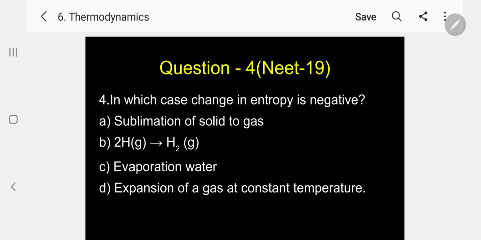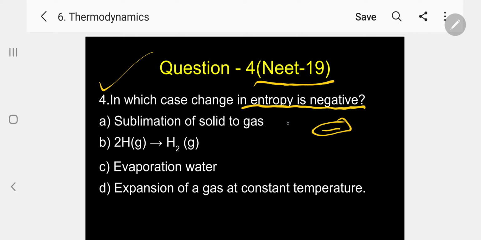Question number 4, asked again in NEET 19. In which case is the change in entropy negative? Please follow. Change in entropy. What is entropy? Normally given by S. Change in entropy is delta S.